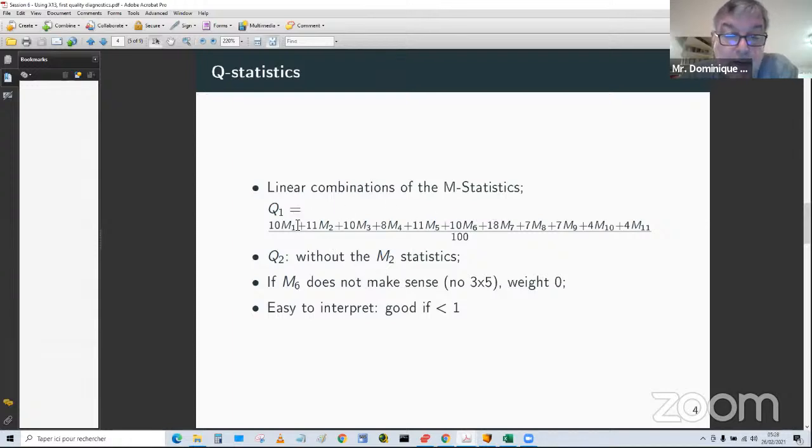So you have to know that you have two statistics, Q1 and Q2, and that they have been normalized. It's very easy to interpret. If it's smaller than 1, it should be okay. If it's greater than 1, you have to pay attention to something. So please verify a couple of things. I will indicate what we can verify, okay? So it's very convenient to use.